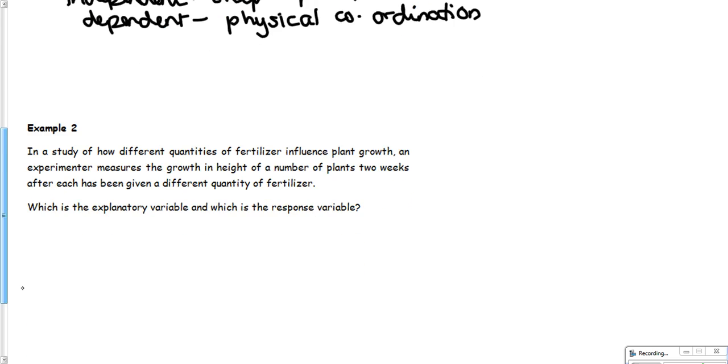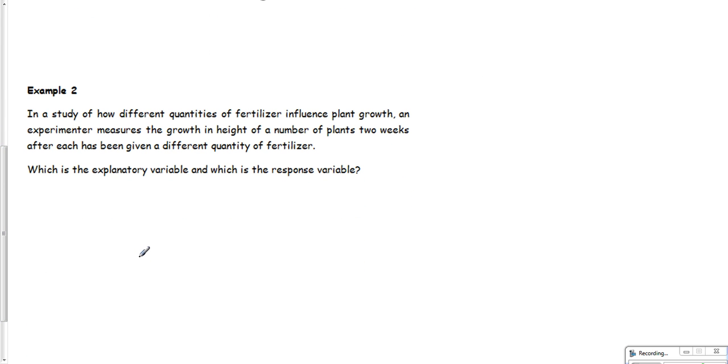If we scroll down to the second one, we've got a study of different quantities of fertiliser and how they influence plant growth. So an experimenter measures the growth in height of a number of plants 2 weeks after they've been given different quantities of fertiliser. So which one affects which one? Well, hopefully you can spot that if you give a plant a different amount of fertiliser, that would affect how much it grows by. So the explanatory variable, that's the one that goes on the x-axis.